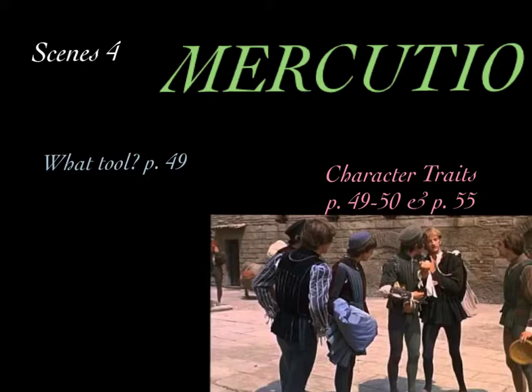Scene 4 starts off the morning after the Capulet party, with Benvolio and Mercutio getting word that Tybalt has challenged Romeo to a duel. On page 49, Mercutio makes an eerie remark about Romeo already being dead. What tool is Shakespeare using here?